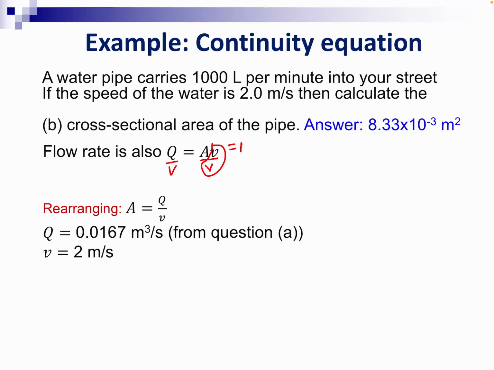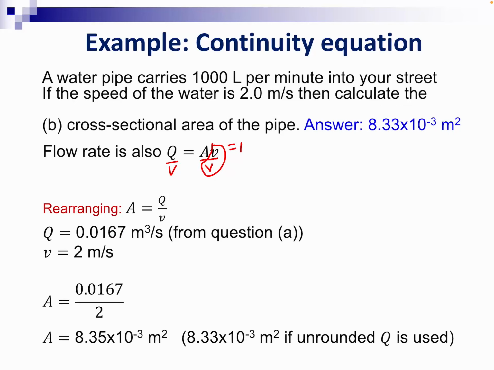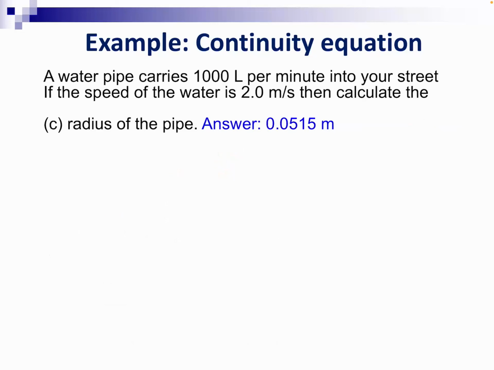Okay. Q, we solved that from before. Flow rate is the same, and then speed is given. That gives us a cross-sectional area in meters squared. All right. Cool. Next, the radius of the pipe.